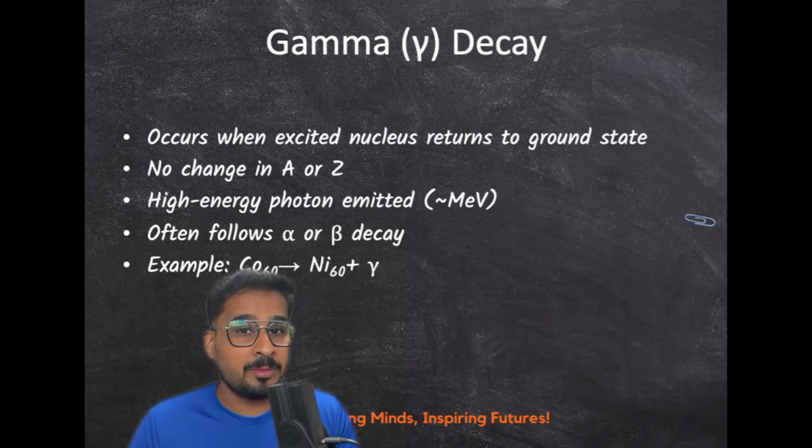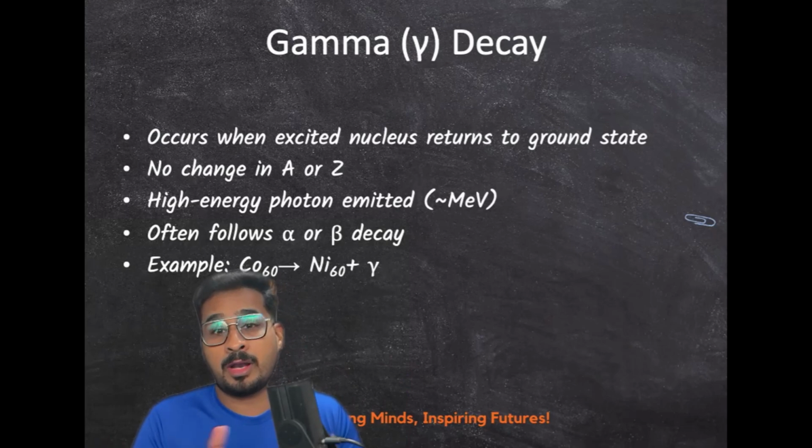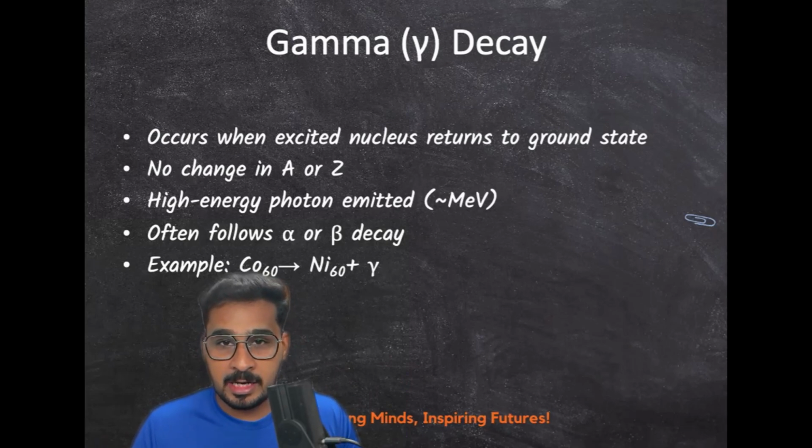In atomic decay, we have visible light or infrared light, but in nuclear emission, we have gamma or X-rays. So gamma means a radiation is emitted. The characteristic of gamma decay is that there is no change in atomic number or mass number. It is simply a higher energy state nucleus going to a lower energy state nucleus.